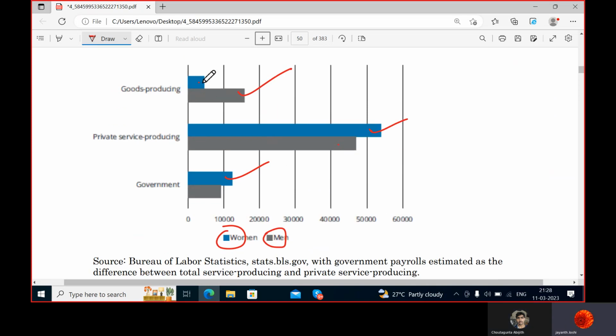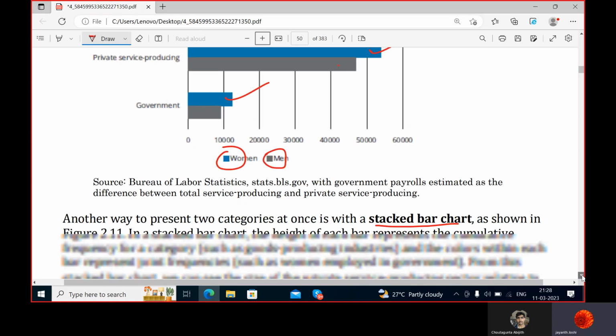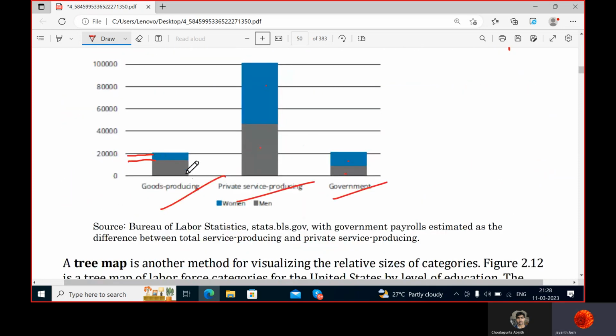So we saw 5,000 women are working, and 15,000 men are working here, correct, in the goods producing. So 15,000 is way ahead of 5,000. Same thing they have put here in the stacked. So 15,000 men, it goes well, and 5,000 it goes well, correct? This is 15,000, this is 5,000, same thing.